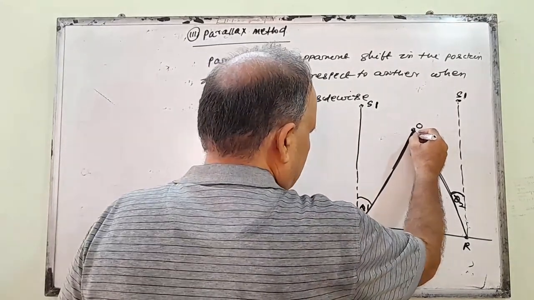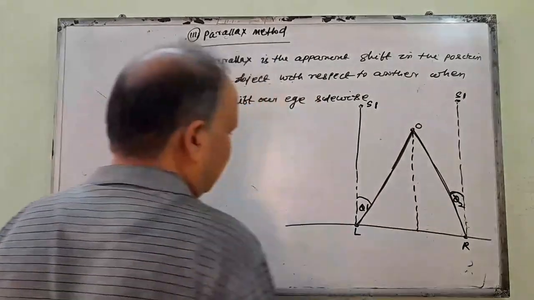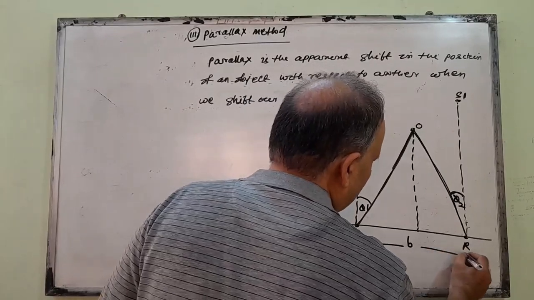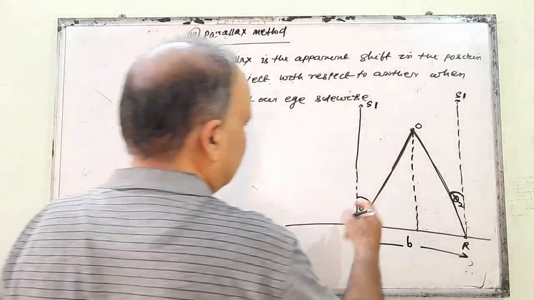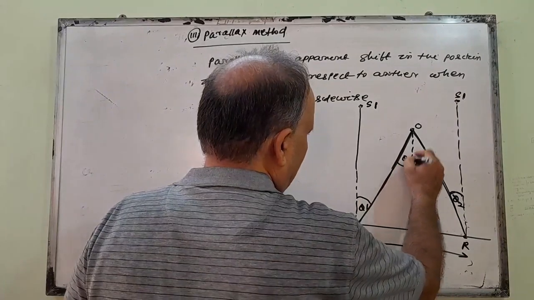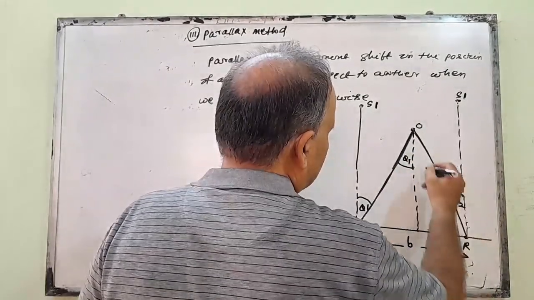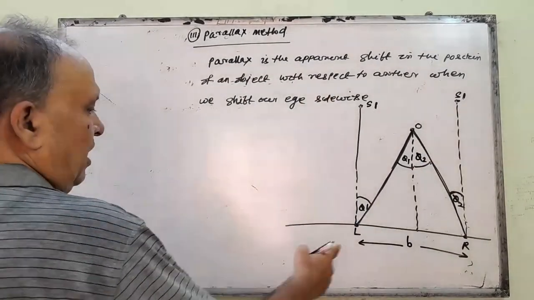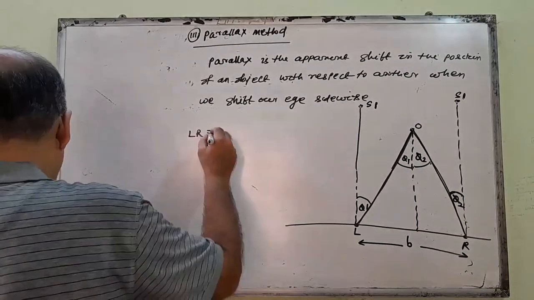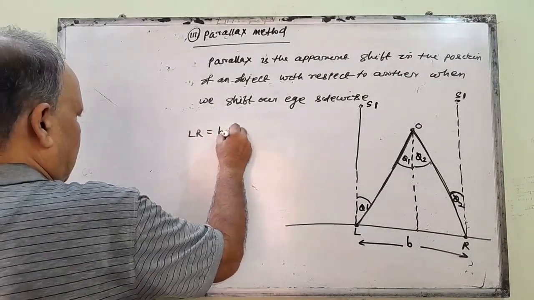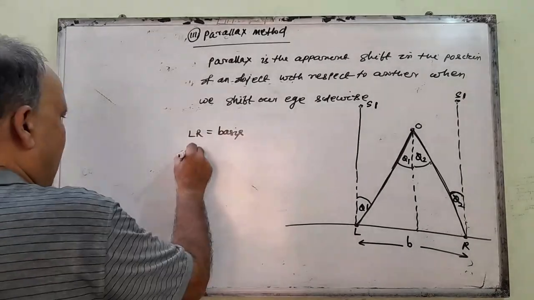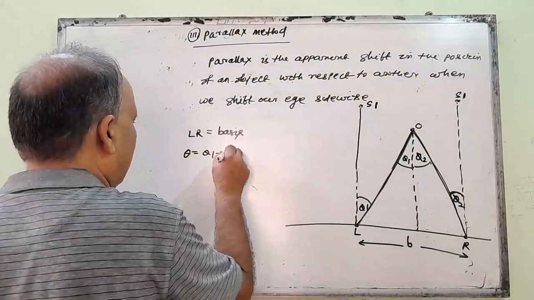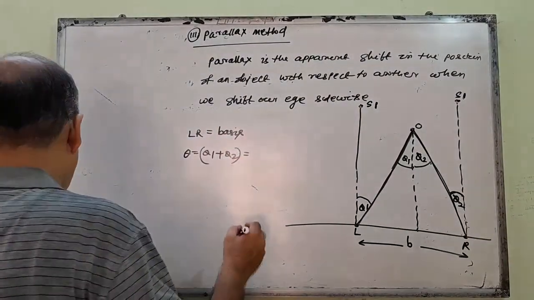Now we join this point, and the distance between left and right eye is B. This is called basis. If this is phi 1 and this is also phi 1, because these are two parallel lines, and if this is phi 2 and this is also phi 2. So we say here LR is called basis, and this angle theta is equal to what? Phi 1 plus phi 2. This is called parallax angle.